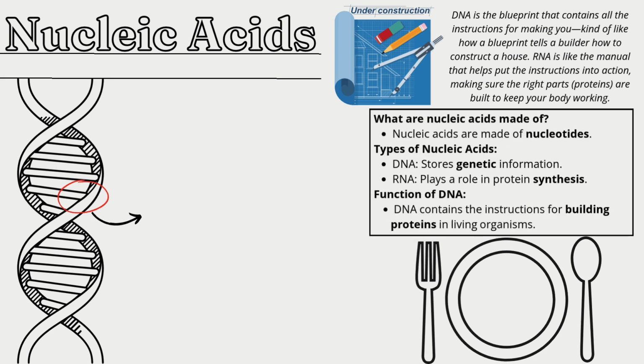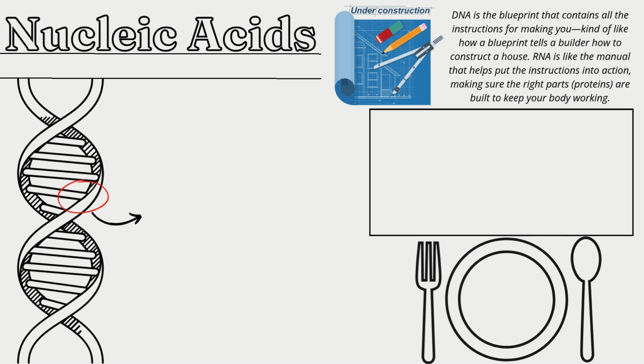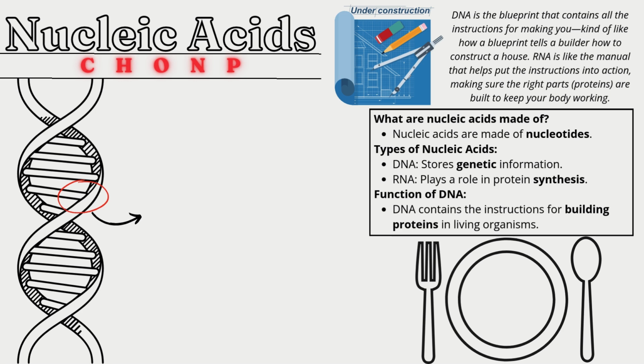So let's look at what nucleic acids are made of, and they are made of nucleotides. Again, you have two types. You have DNA, which stores genetic information, and RNA plays a role in protein synthesis. And the function of DNA would be it contains the instructions for building proteins in living organisms. So you can start to see how all of these different parts of chemistry actually work together in order to build out biology. And they are made of 5 of those elements: carbon, hydrogen, oxygen, nitrogen, and phosphorus.